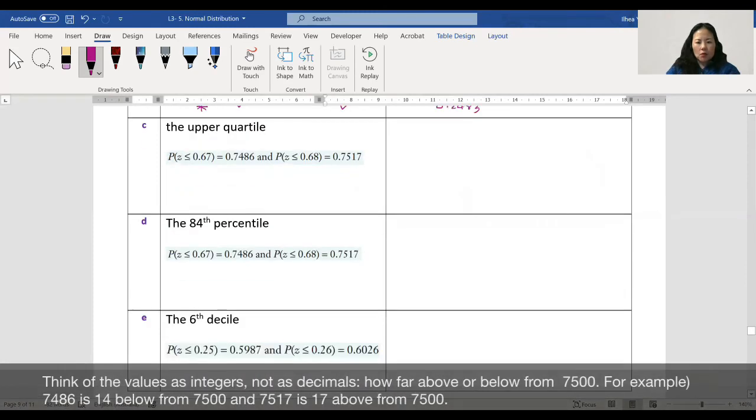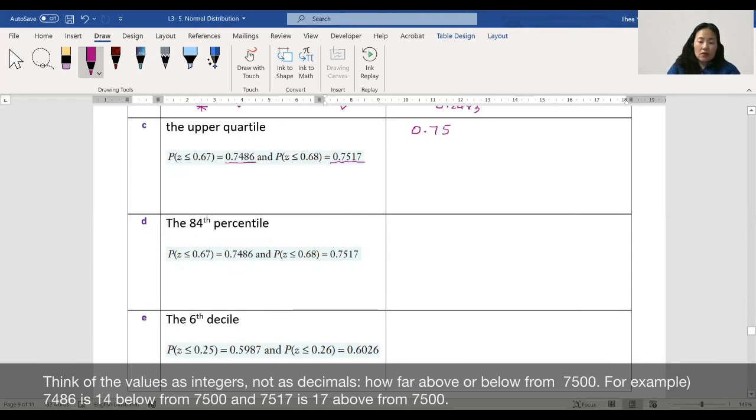Next one, upper quartile, which is 0.75. So I'm going to go 0.75. So I'm just going to pick the value that is just above 0.75, which is this, and just below 0.75, which is this one.